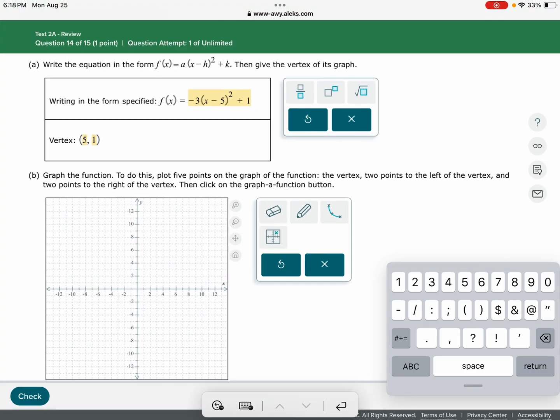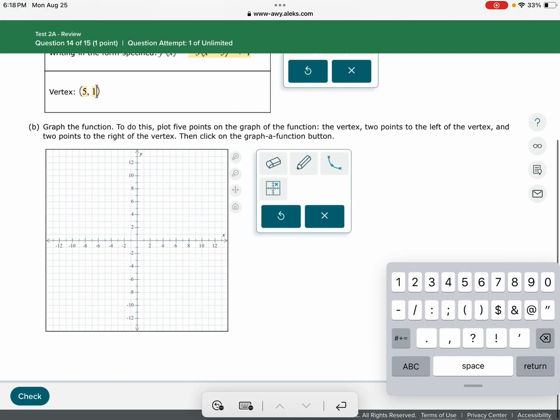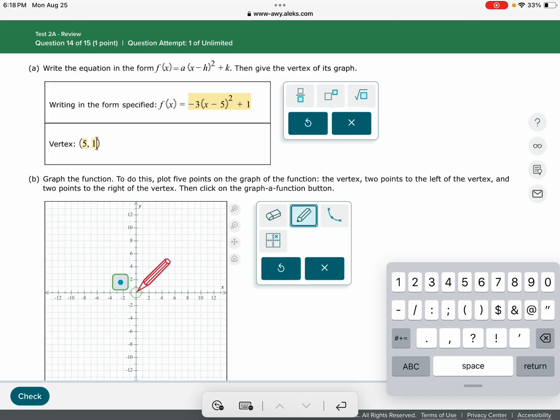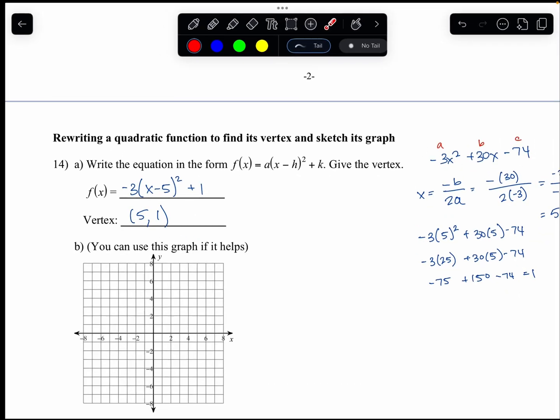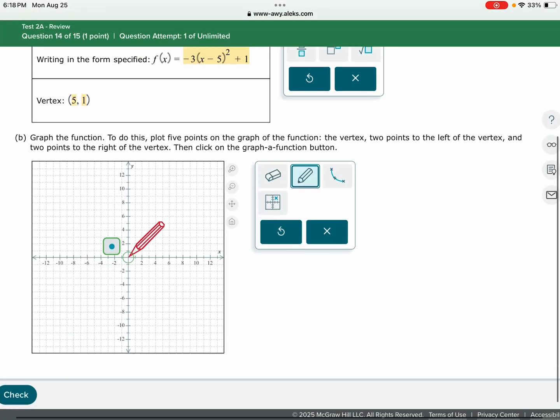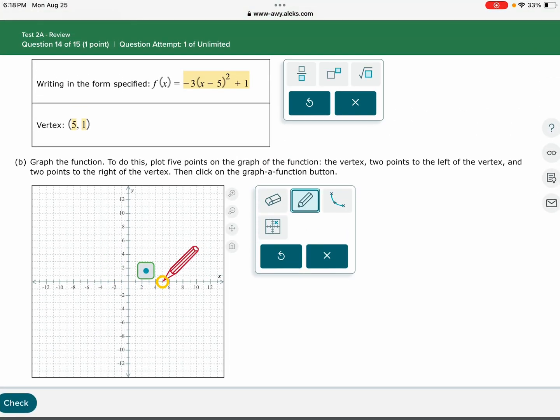Okay. For b, graph the function. To do this, we're going to plot 5 points. So I'm going to put a point at... I don't know why, but I can't. It's like frozen for me. I think Alex froze on me. See if I can go back into it. There we go. All right, so 5, 1.